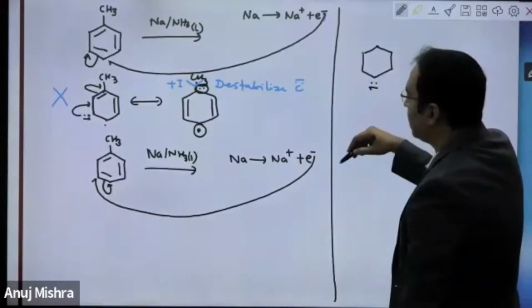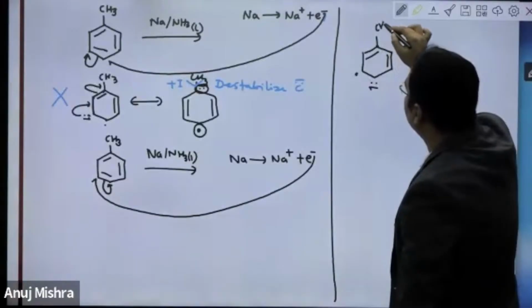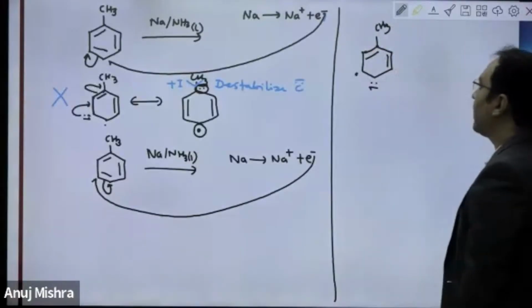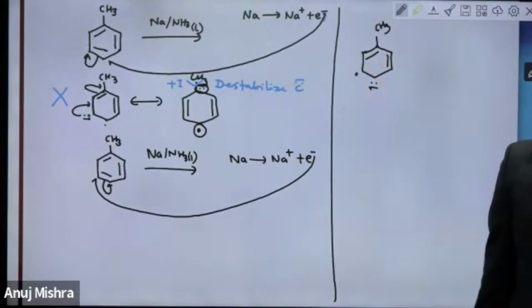Yes, sir. What will it form? It will form a negative charge here, a radical here, a double bond and a double bond here. Anion and radical cannot be together. We have to keep them as far as possible.